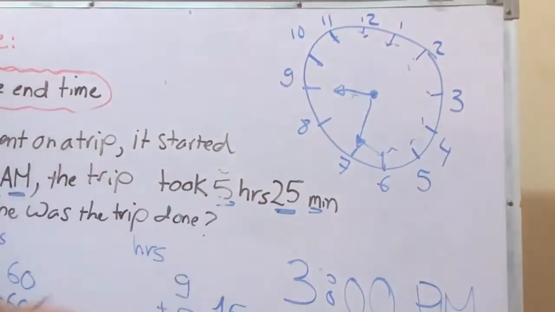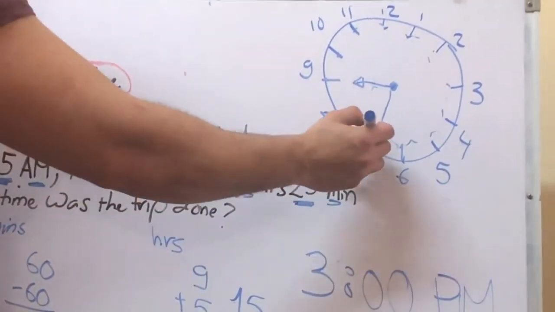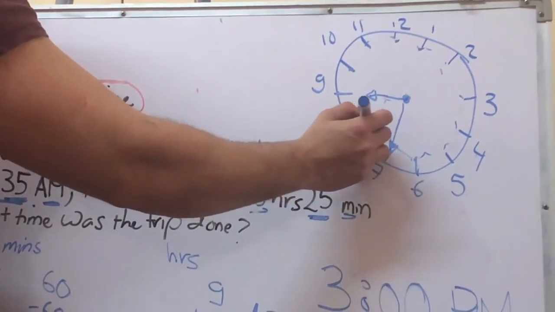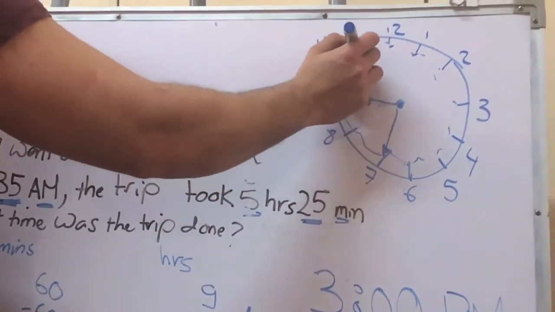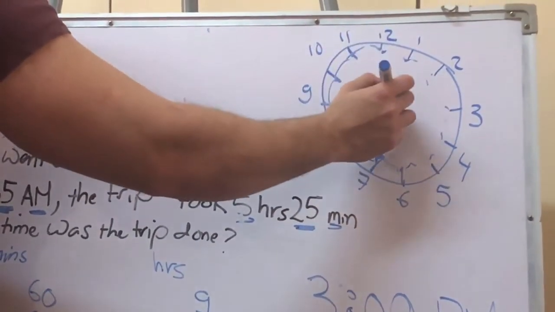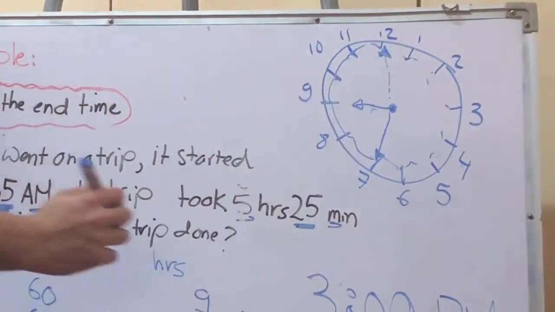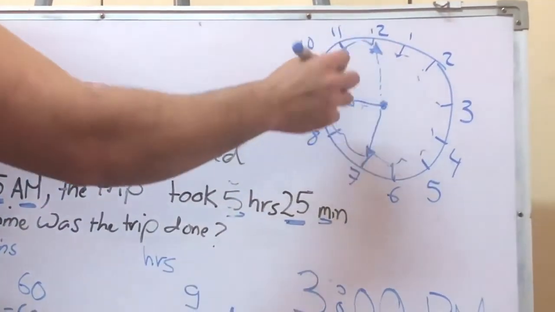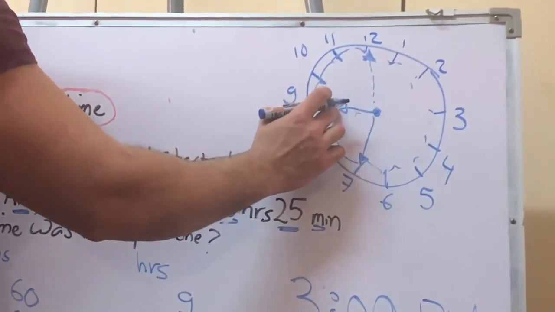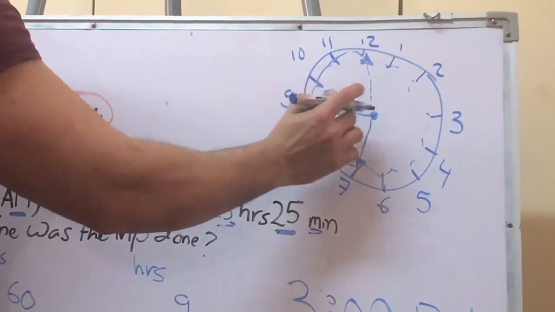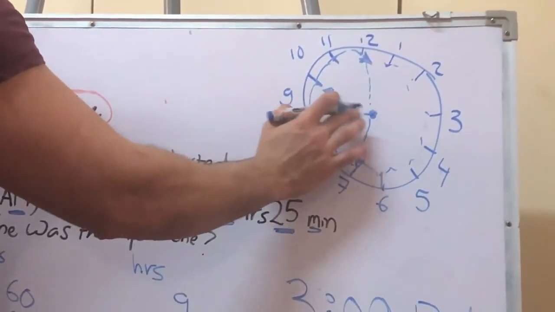Let's see the 25 minutes first. I'm standing at 7, and I'm going to add 25 minutes, so that means 5, 10, 15, 20, 25. Now the big arrow is pointing at 12. And since the big arrow pointed at 12, that means the small arrow changed from 9 to 10, because an hour passed.